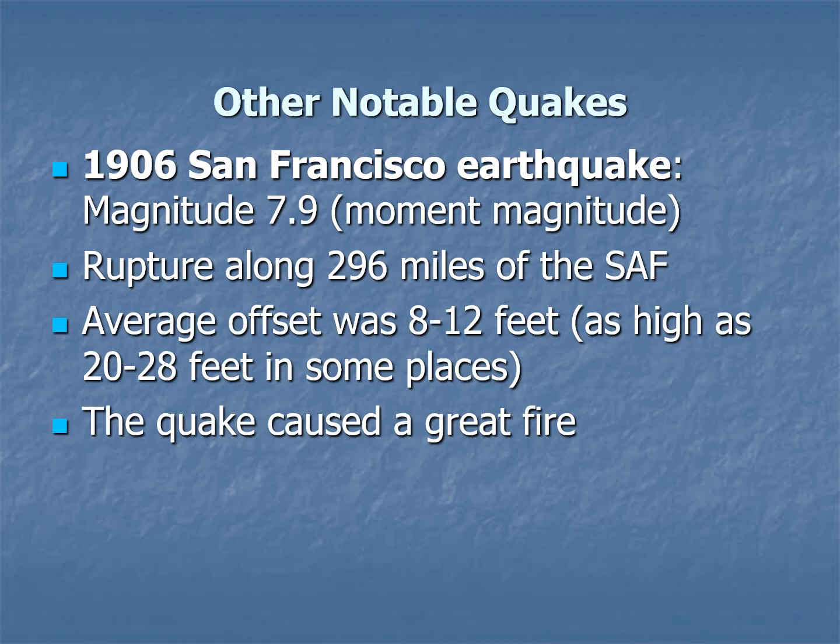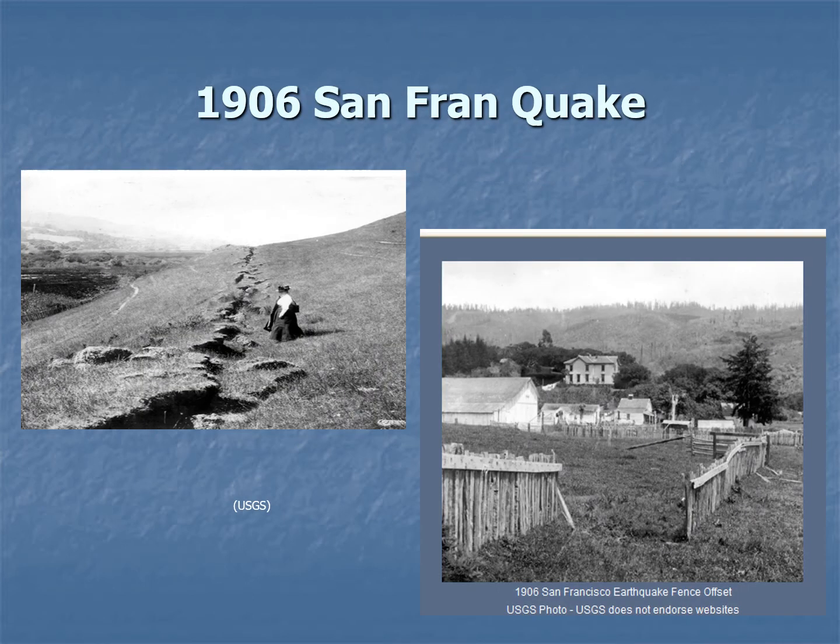And the earthquake caused a great fire that damaged parts of the city that weren't all that badly damaged by the earthquake. On the left there, you see a nice ground rupture image, and you see a lady standing there looking at it. Over on the right, it doesn't show you here, but that offset is 8 feet. Okay, and that happened in one earthquake event. Imagine witnessing that. How crazy would that be?